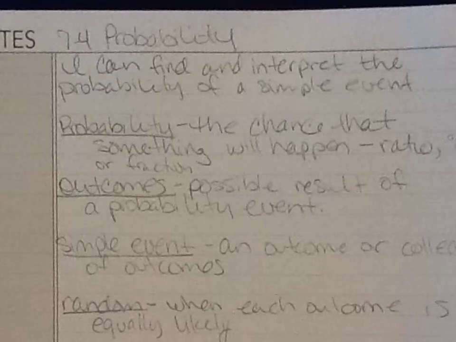Today we are learning about probability. This is section 7-4 in your textbook. Our goal today is to be able to find and interpret the probability of a simple event. In order to meet this goal, first we need to look at some vocabulary.